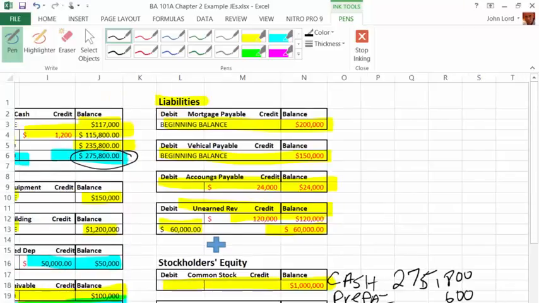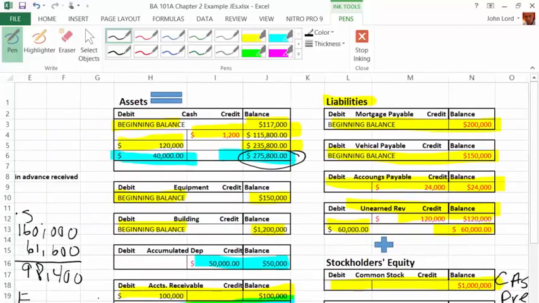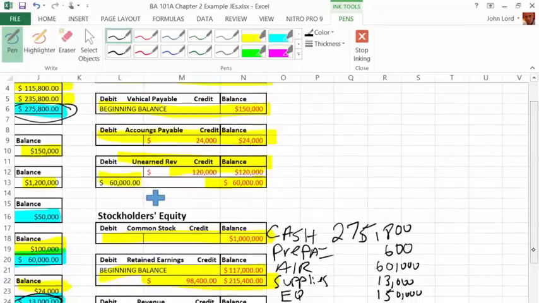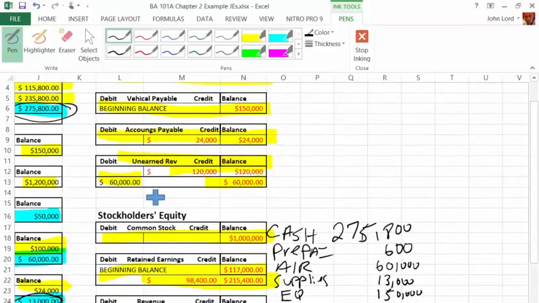Okay, good. Now what? Okay, good. So we've got the building. The building we bought originally for how much? 1,200,000. So we still show what we paid for it. We still show what we paid for that building, 1,200,000.